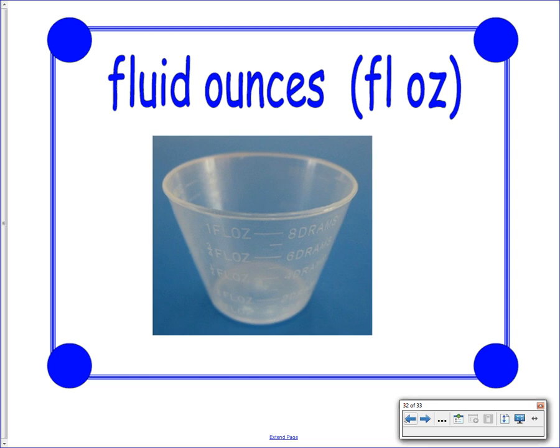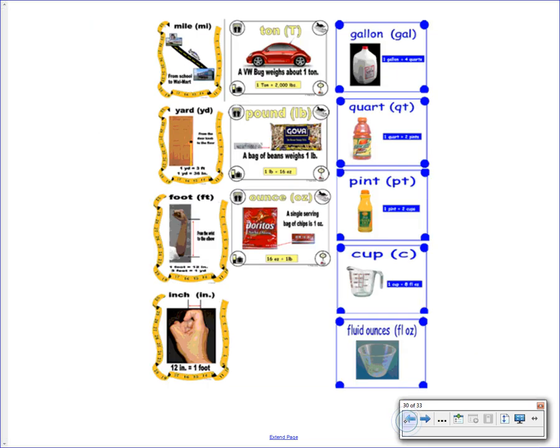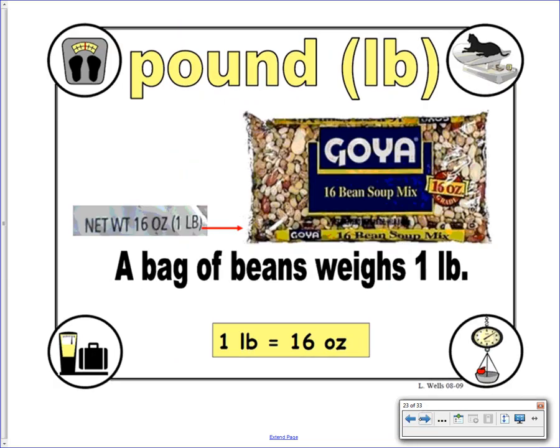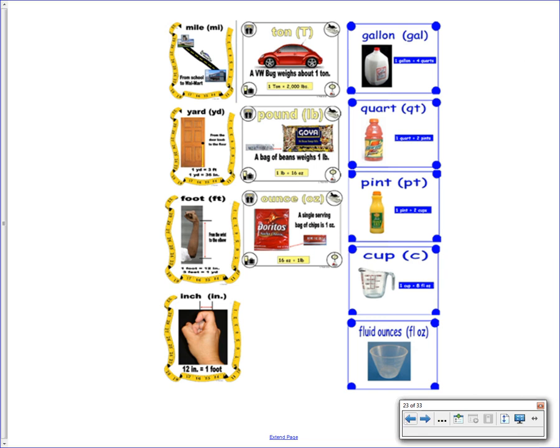All right, that covers all of our benchmarks. If you have any questions, write them down on your whiteboard and bring it to class.